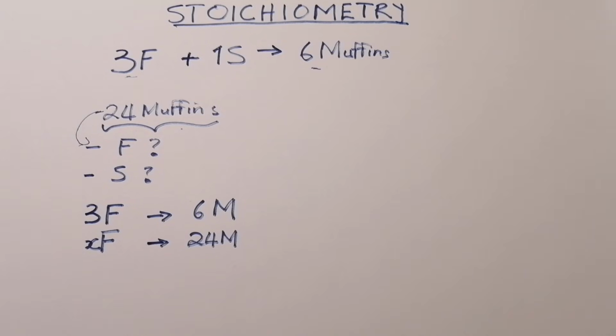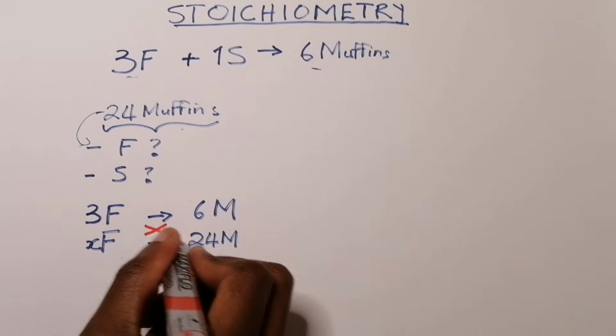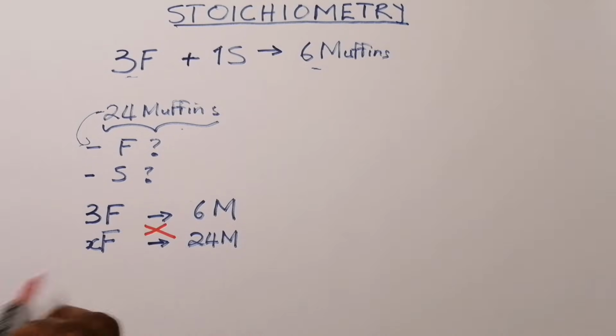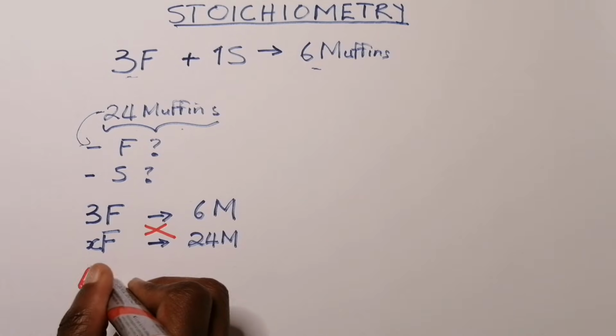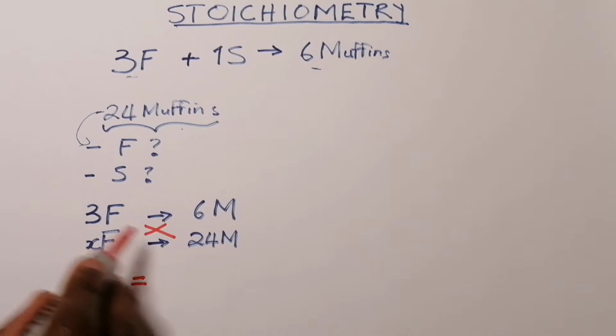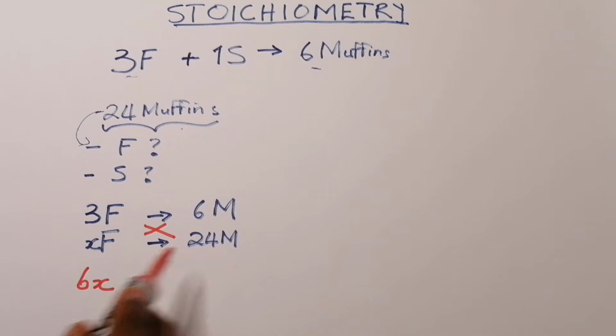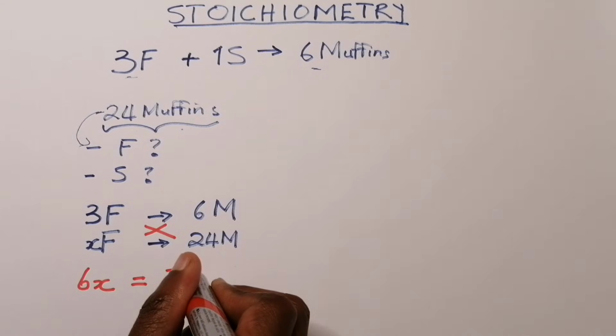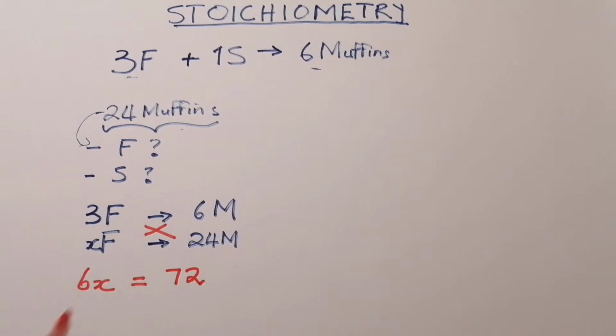And then all I'm simply going to do, ladies and gents, I want you to please note, is just cross multiply. So I'm going to say 6 multiplied by x. That will give me 6x, which is equal to 3 multiplied by 24. That should give me 72. So multiply that, and that should give us 72.